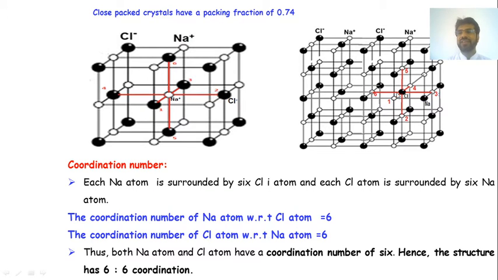Similarly, the chlorine atom is also surrounded by 6 Na atoms. So the Cl atom gets coordinated with 6 neighboring Na plus atoms. Therefore we can say that the coordination number of the Cl atom with respect to the Na atom is also 6. Thus both Na atoms and Cl atoms have coordination number 6. So we can say that the structure has 6 to 6 coordination.